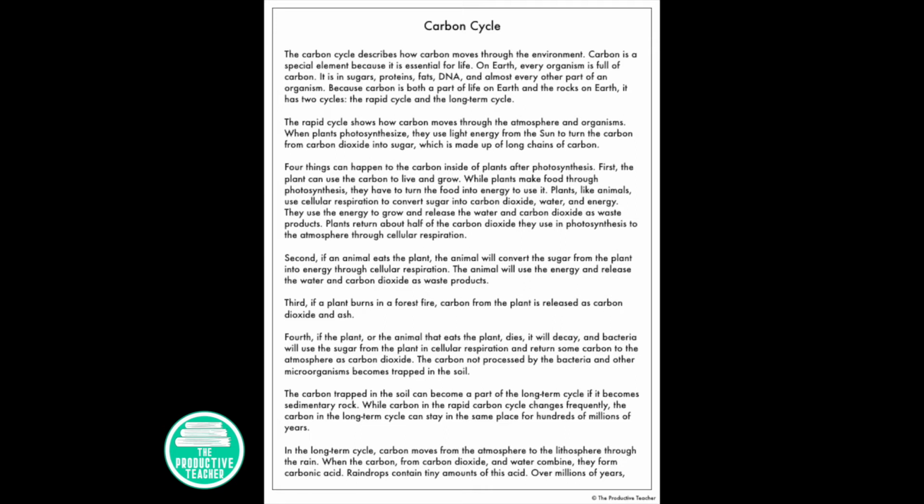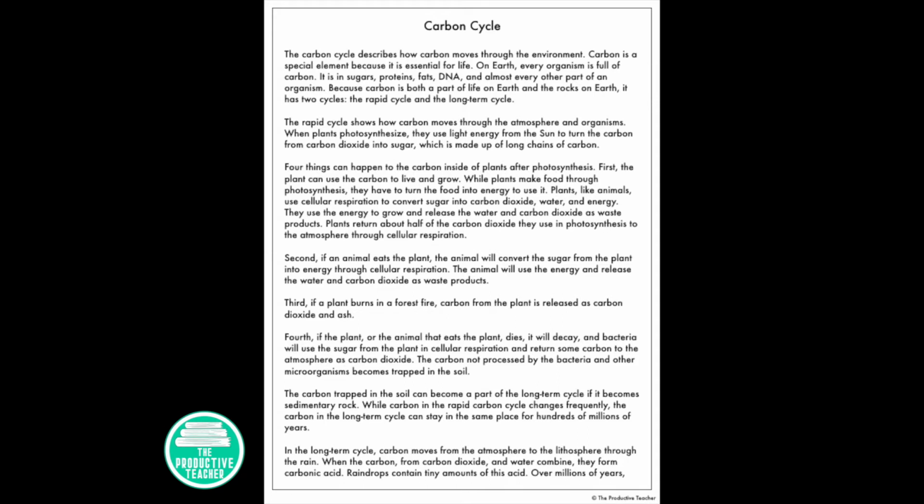Second, if an animal eats the plant, the animal will convert the sugar from the plant into the energy through cellular respiration. The animal will use the energy and release the water and carbon dioxide as waste products. Third, if a plant burns in a forest fire, carbon from the plant is released as carbon dioxide and ash.